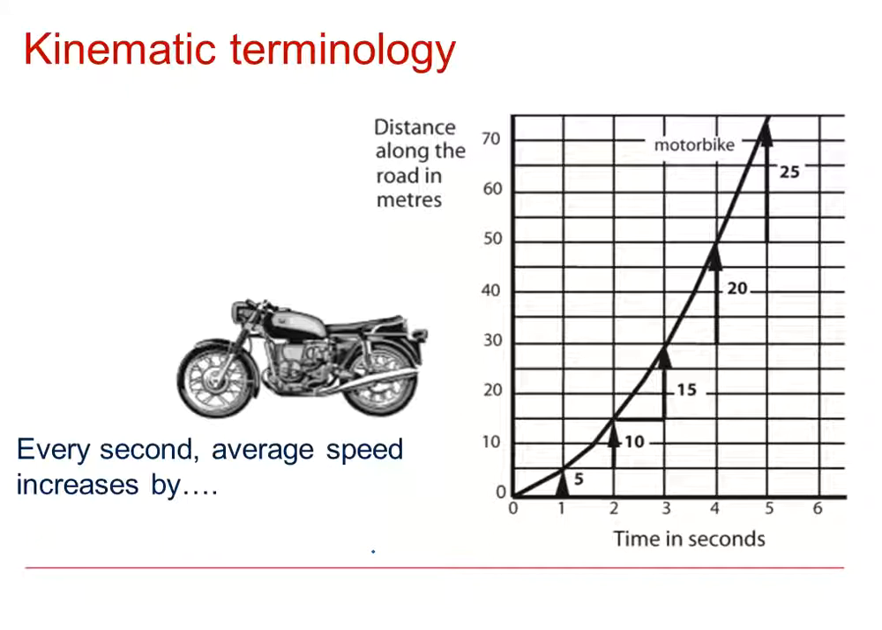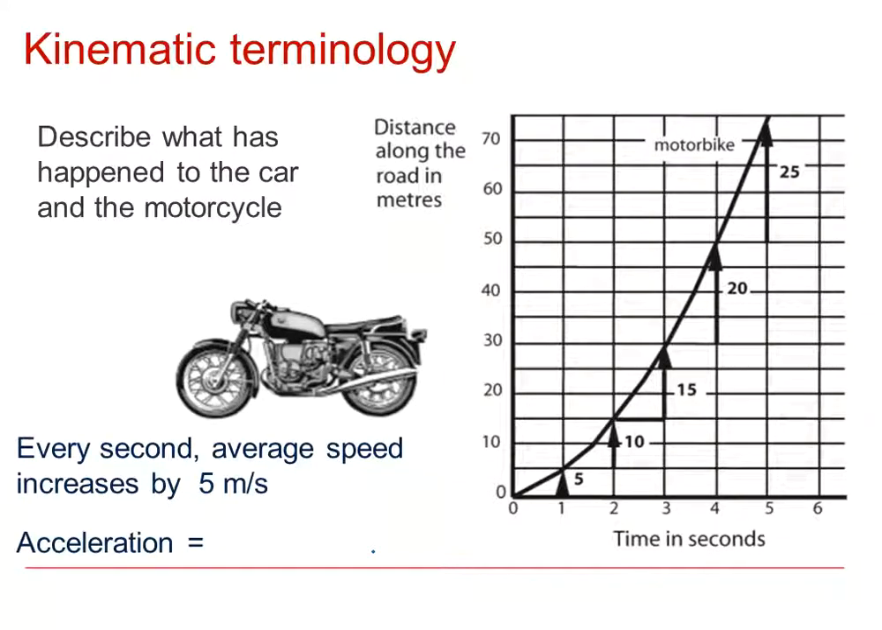So if we look at every second, on average the motorcycle is gaining a speed increase of 5 metres per second. So on average its speed increased by 5 metres per second. So if it's gaining 5 metres per second every second, we can talk about its acceleration. Its acceleration is 5 metres per second, and again, nice neat notation, we could call that 5 metres per second squared.